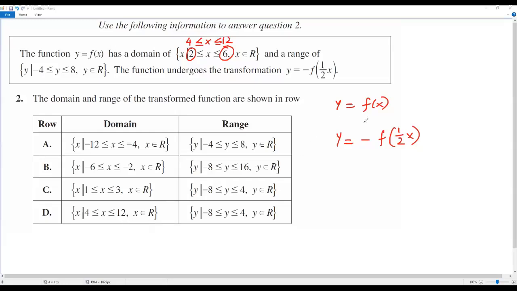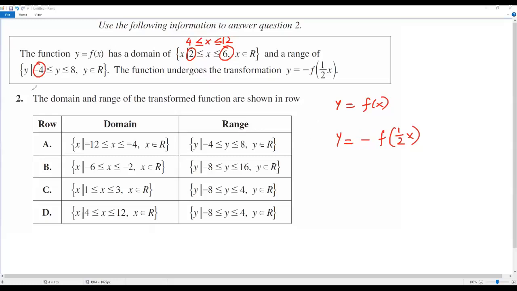Compare the basic function and the transformed function. Here f is multiplied by negative. Whenever the basic function f of x is multiplied by negative, it is a reflection over the x-axis, and each y-coordinate on the graph of the function has to be multiplied by -1. So let's go to the range, because only in the range we have the values for y. Here the minimum value of y and the maximum value of y have to be multiplied by -1, because this negative sign says reflection over the x-axis.